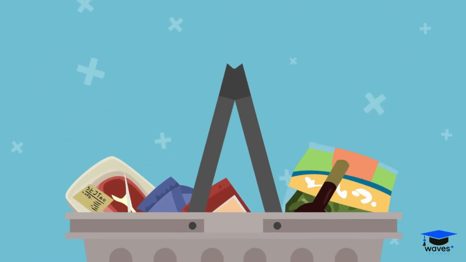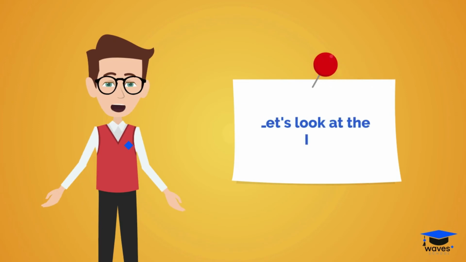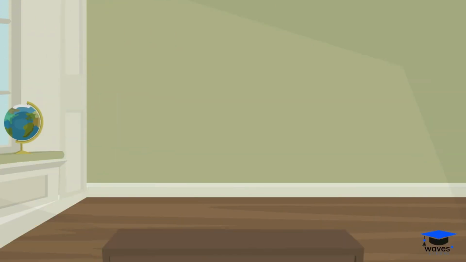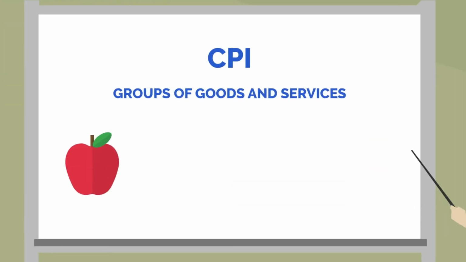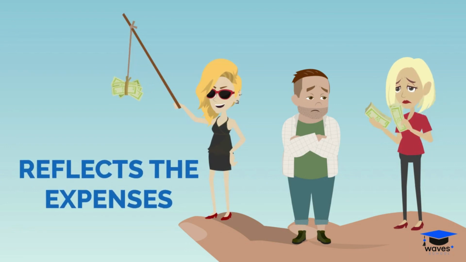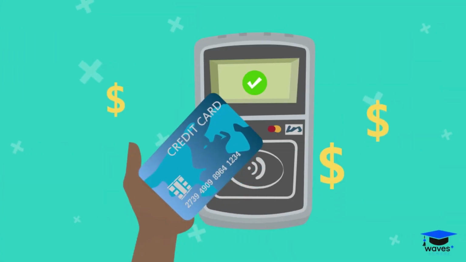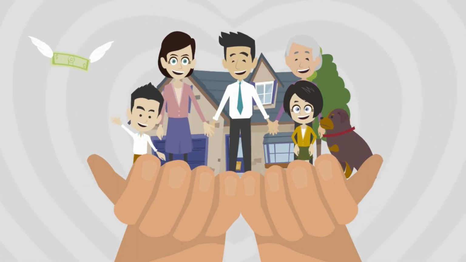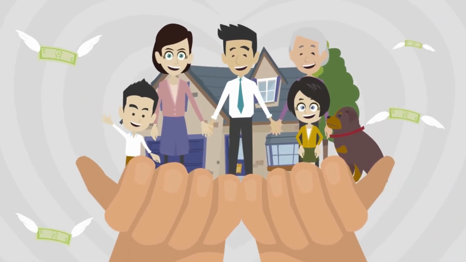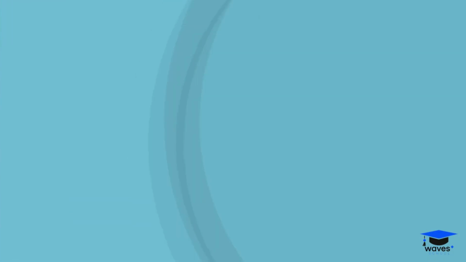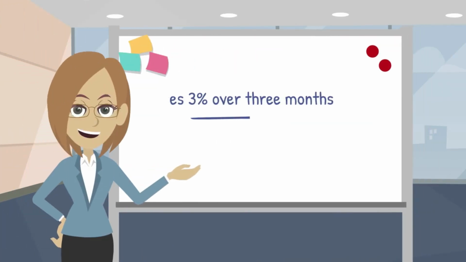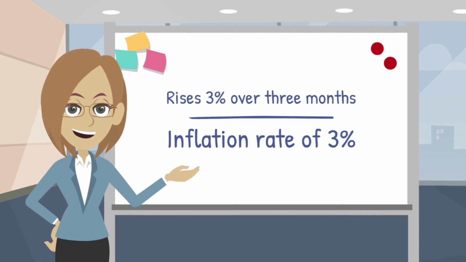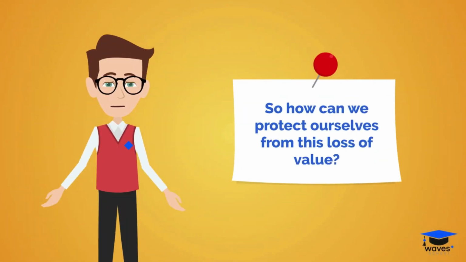Given the difficulty of calculating the change in all prices in an economy, let's look at the CPI, the Consumer Price Index. It is composed of groups of goods and services such as food, clothing, medicine, or transportation. This index reflects the expenses that an average family makes to be able to afford daily purchases. In other words, the minimum budget that a family needs to have in order to afford everyday costs. This provides a way to regularly measure the prices of a country, allowing a comparison between different time periods. If this index rises 3% over 3 months, we can therefore say that we have an inflation rate of 3%. So how can we protect ourselves from this loss of value?